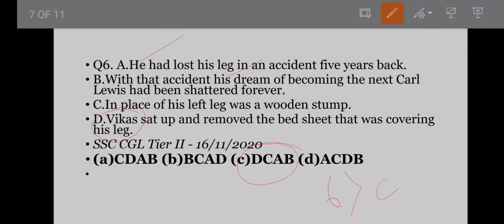If you want to explain, first we have to see that Vikas sat up and removed the bed sheet that was covering his leg. Next is C. In place of his left leg was a wooden stump. Why a wooden stump? He had lost his leg in an accident 5 years back. And then the last one, with that accident, his dream of becoming the next Carl Lewis had been shattered forever. So 6 is option C.